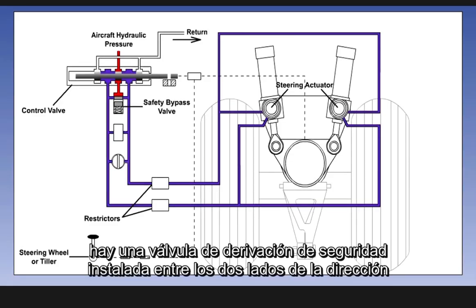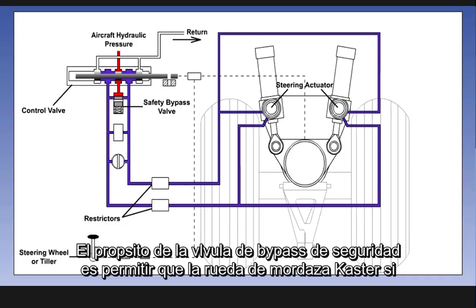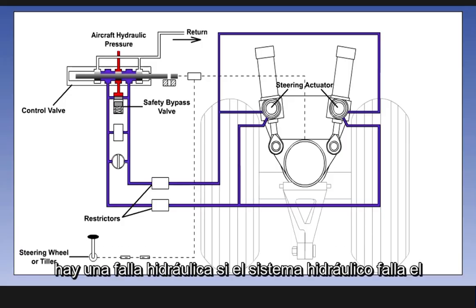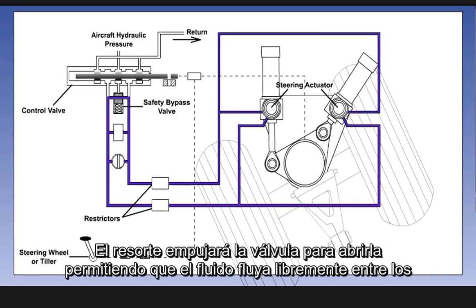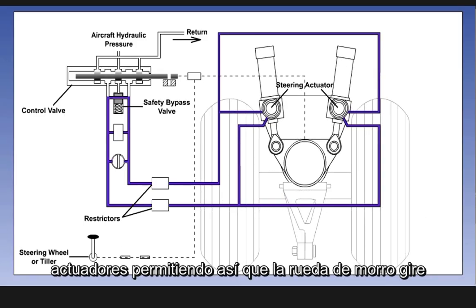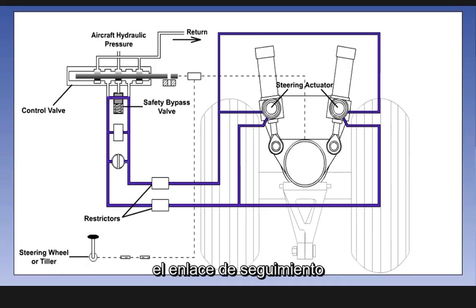Fitted between the two sides of the steering actuators, it is normally held closed by hydraulic pressure. The purpose of the safety bypass valve is to allow the nose wheel to caster if there is a hydraulic failure. If the hydraulic system should fail, the spring will push open the valve, allowing fluid to flow freely between the actuators, thus allowing the nose wheel to caster. Some systems allow a limited amount of manual steering in this circumstance via the follow-up linkage.